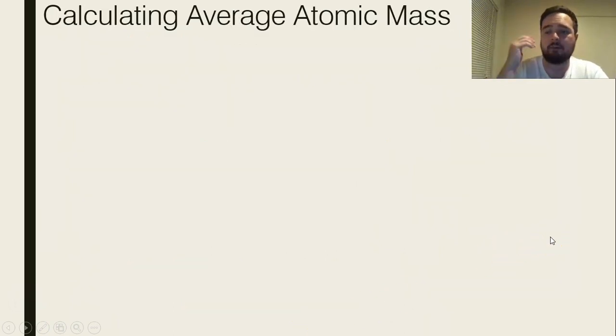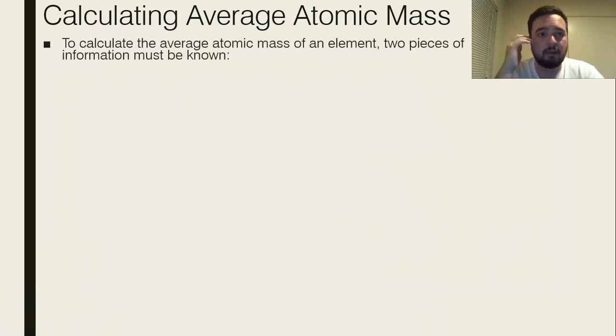So, calculating average atomic mass. This is actually pretty interesting in how scientists do this. To calculate the average atomic mass of an element, two pieces of information must be known. You must know these two, because if you don't, then you can't perform this calculation. So before you do these calculations, you should always ask yourself, do I have enough information? If you don't, it's probably a different type of problem than you're trying to address.